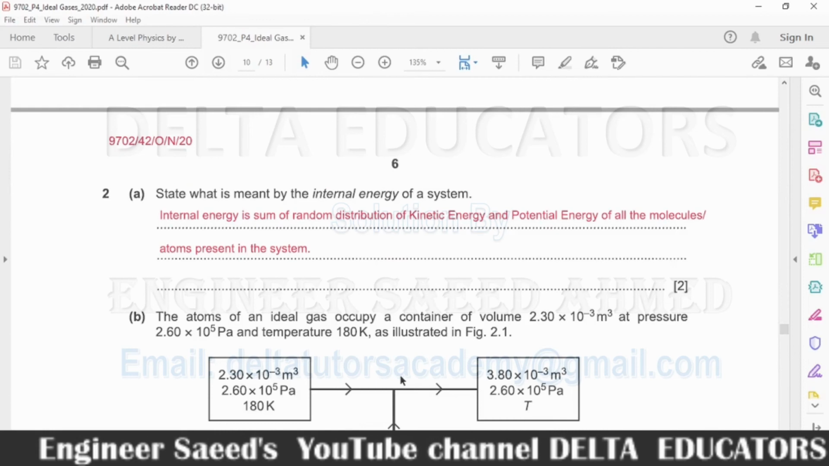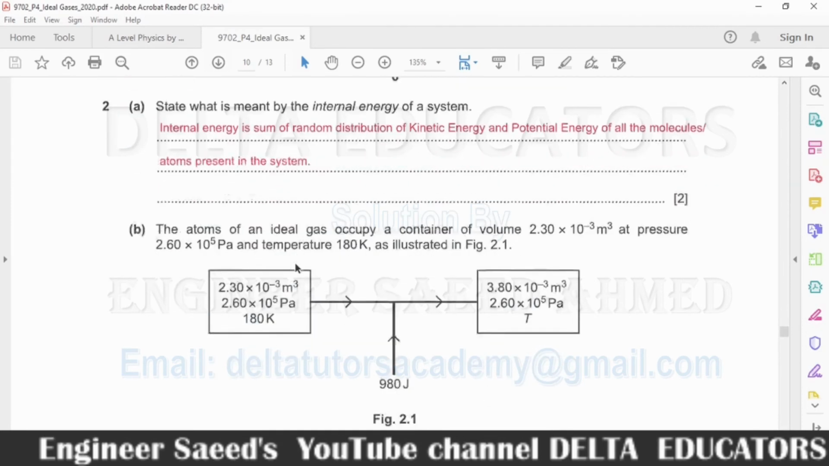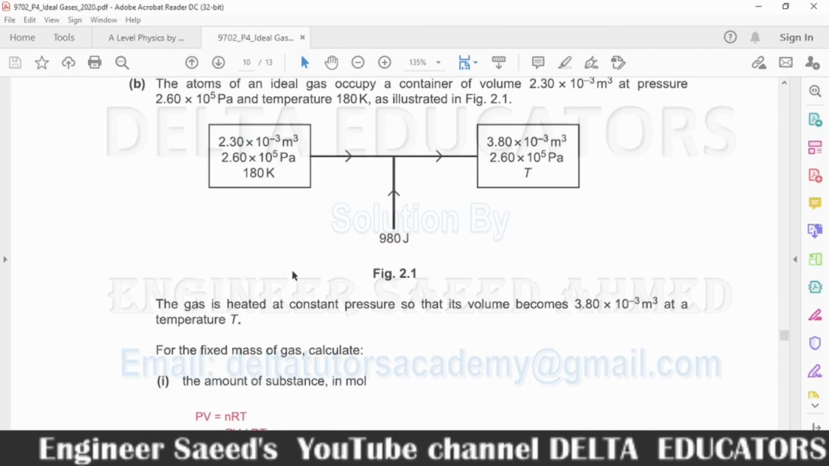Next question, it is from paper 4 variant 2 of October-November 2020. State what is meant by the internal energy of a system. It is already discussed before that internal energy is the sum of the random distribution of kinetic energy and potential energy of all the molecules or atoms present in the system.